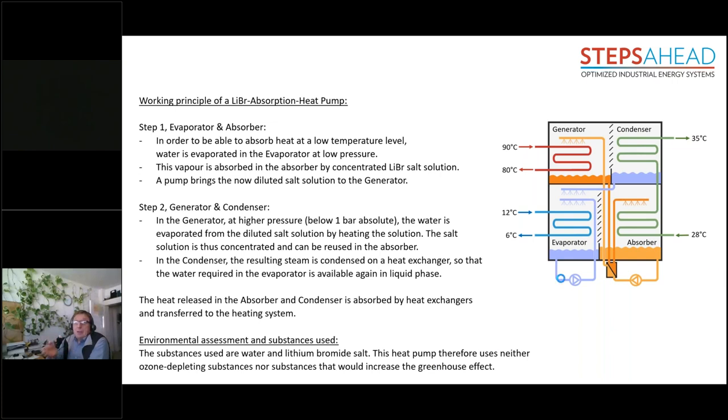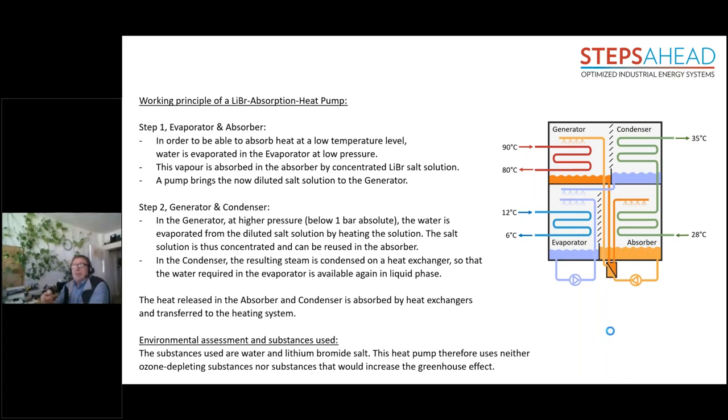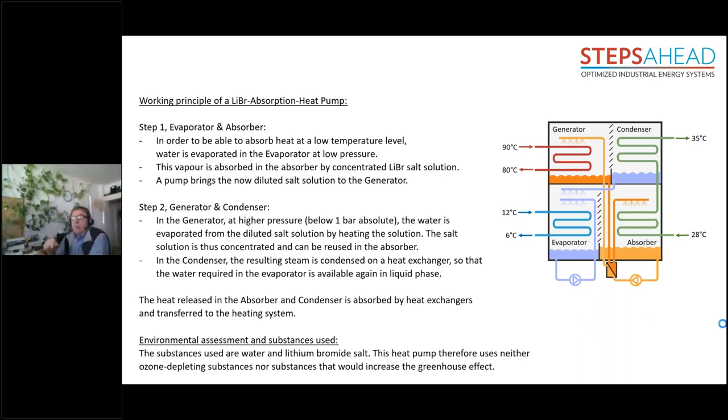So we are almost through the functional principle of this machine. It's just the result of this process of evaporator and absorber: a diluted salt solution. And this solution at low salt concentration is brought with a pump to the generator. There you add the heat for boiling up the salt solution and you separate it again to concentrated solution and to pure water, which you need in a continuous process in the lower chamber of the machine. Next slide, please.